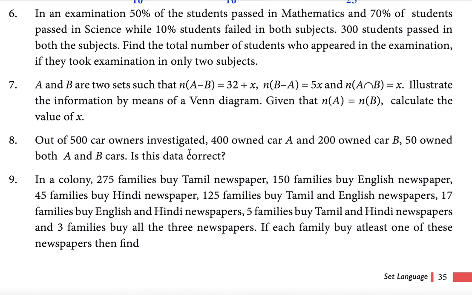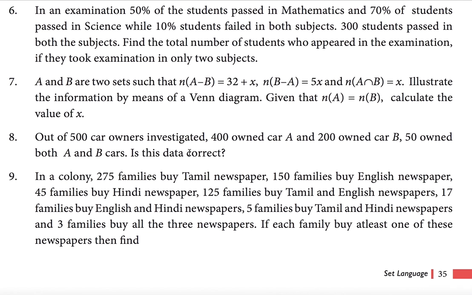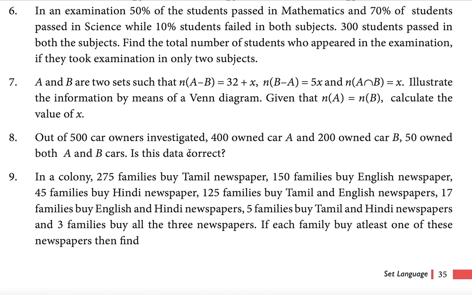In an examination, 50% of students passed in mathematics, 70% of students in science, while 10% students failed in both subjects. 300 students passed in both the subjects. Find the total number of students who appeared in the examination if they took examination in only two subjects. Okay, in the examination, 50% of students passed in mathematics. 70% students passed in science, right? While 10% students failed in both subjects.